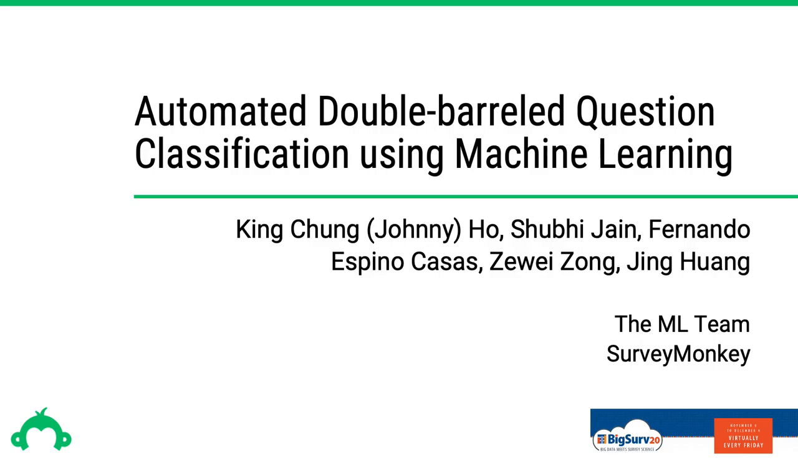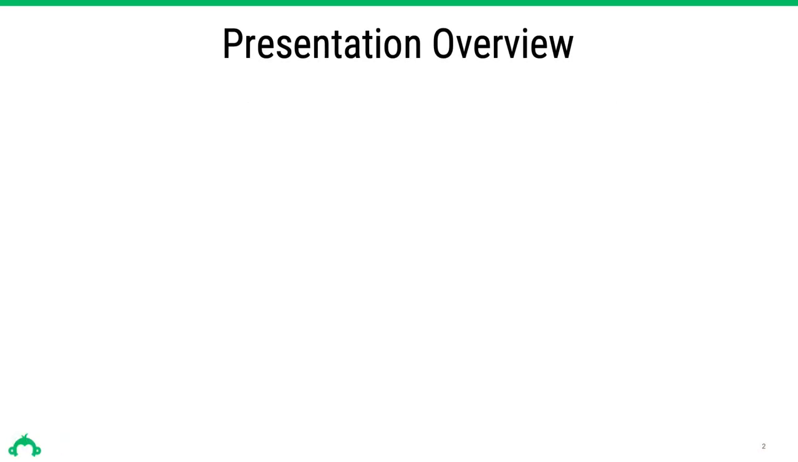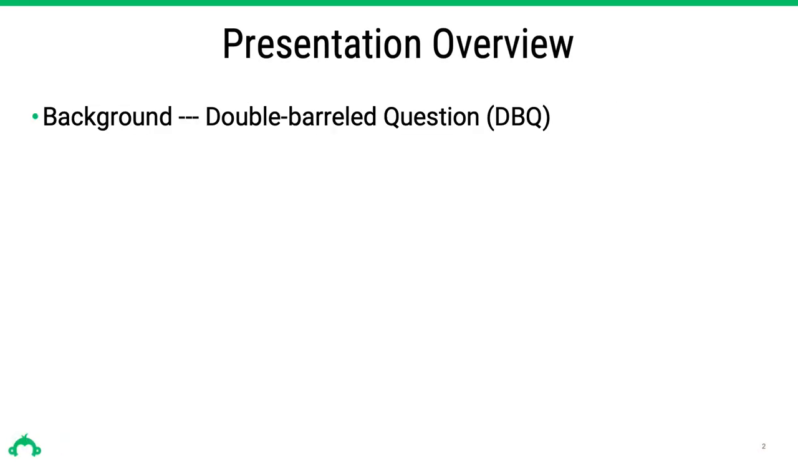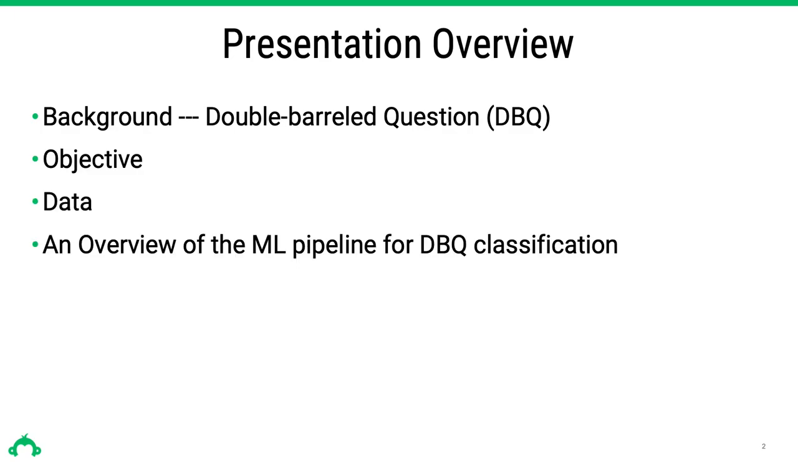Today, I'm going to talk about the recent work that we did in automated double-barreled question classification using machine learning. I will first give an introduction about what a double-barreled question is, and then talk about the objective of our work. Then I will walk through the data part and the machine learning pipeline that we developed to classify double-barreled questions. And finally, I will present the results.